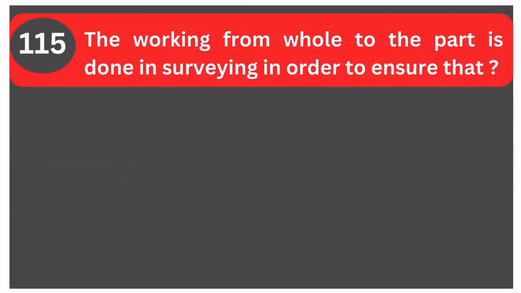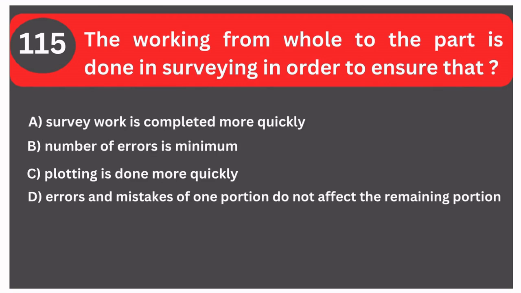Working from whole to the part is done in surveying in order to ensure that... Options A. Survey work is completed more quickly. B. Number of errors is minimum. C. Plotting is done more quickly. D. Errors and mistakes of one portion do not affect the remaining portion. Answer D. Errors and mistakes of one portion do not affect the remaining portion.